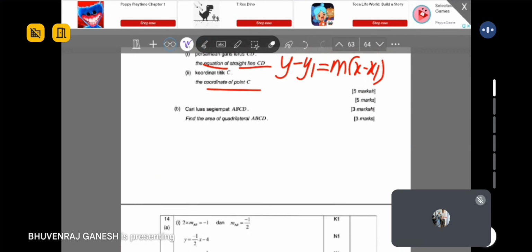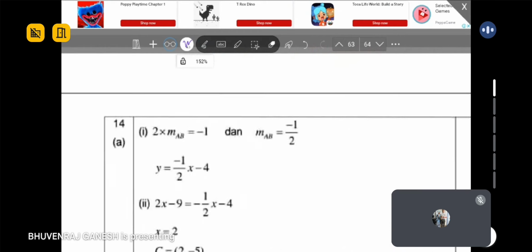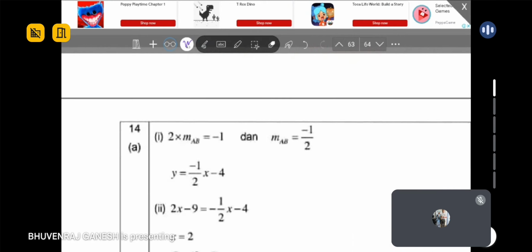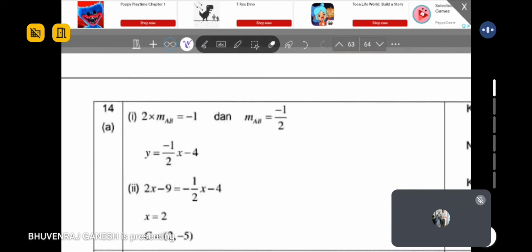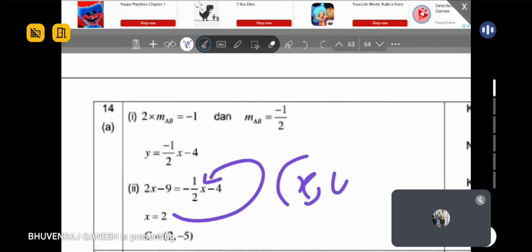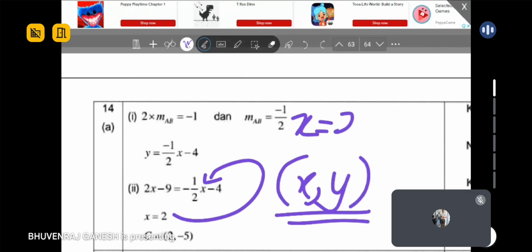So you will get this equation. This is your equation. Find the x value, x equal to 2, then substitute back. x equal to 2, substitute inside here, y equal to -5. So make sure you give the answer in coordinates, guys. A coordinate answer can only be like this. You cannot give x equal to, y equal to -5.